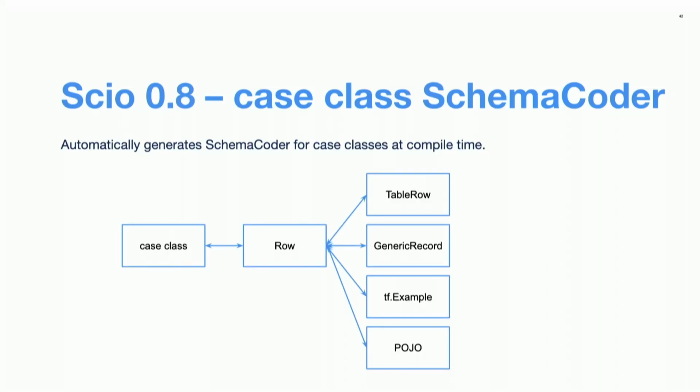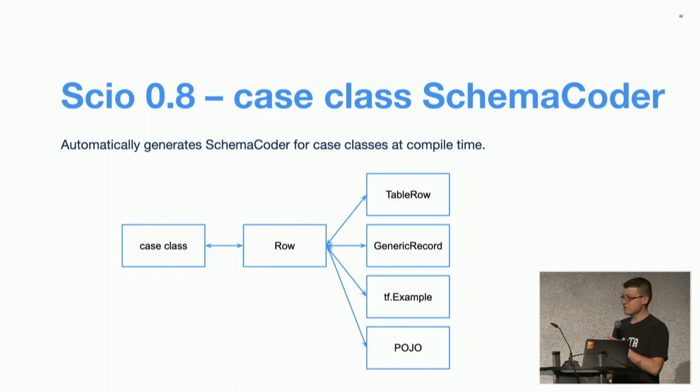Basically, if you remember, we maintained this macro that did mapping between BigQuery and case classes, and one more for TensorFlow examples. Now we don't need to do this anymore because we just have a macro from case classes to rows. And from rows, we can convert to many different formats. For instance, we can convert to the BigQuery format called table rows, or to generic records for Avro. And actually, from a maintenance perspective, maintaining a macro is very hard because it uses APIs internal to Scala that change in each Scala version.